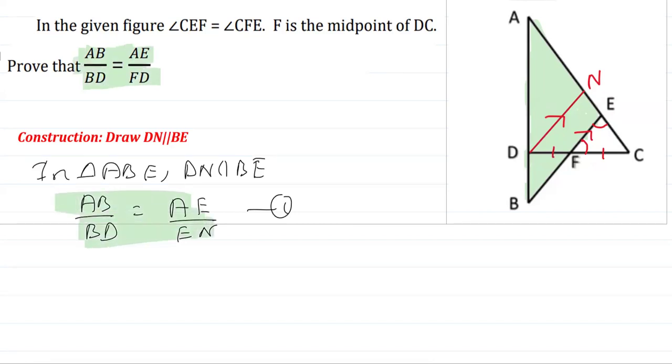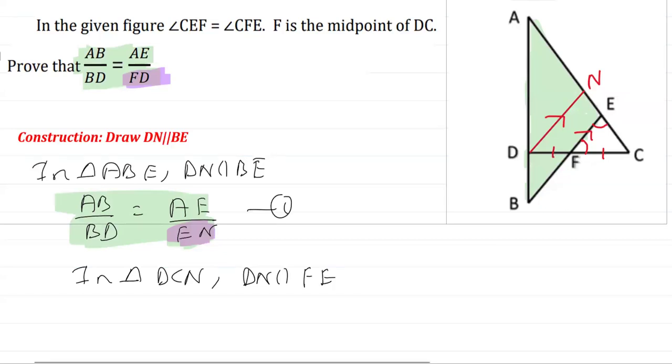Now, when you compare with what we have to prove, you will realize that except for this part, that is FD, we need to replace it with EN, right? We need to replace this. So now, let's see how we can do so. We'll apply BPT once again in another triangle, that is, triangle DCN over here. We have DN parallel to FE. Let me show you the triangle I'm talking about. Here I'm talking about this triangle.